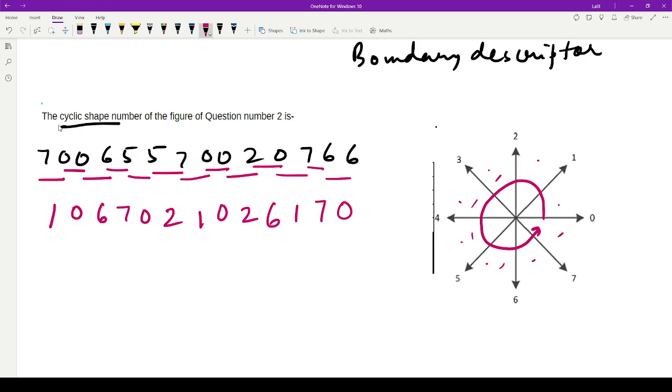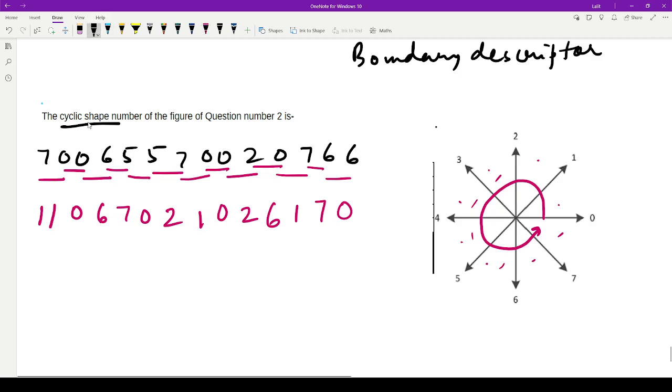What you have to do is take the difference in the chain code, but you have to take the cyclic version of it. For the cyclic version, we check for 6 to 7 as well, right? 6 to 7 is what? 1. Yes, everyone agrees with the cyclic chain code.